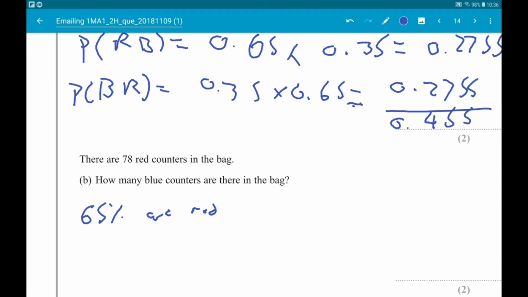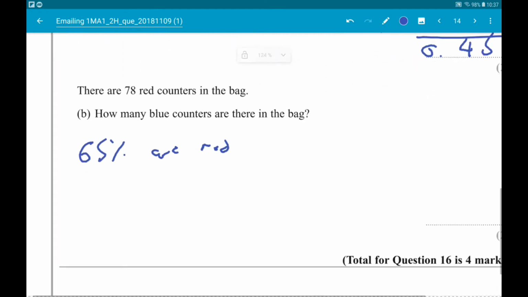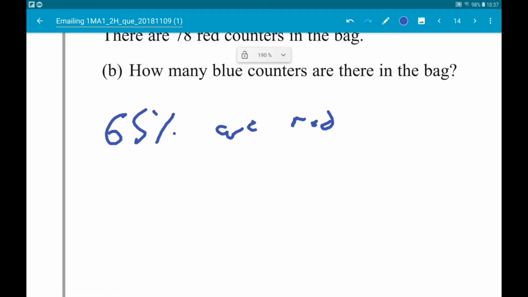So that means 65% of the total counters in the bag are red. What we need to do is work out what 35% would be. So, we know then 65% is 78.